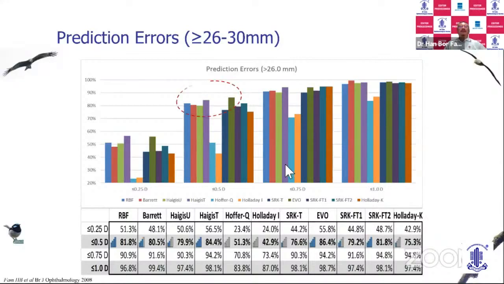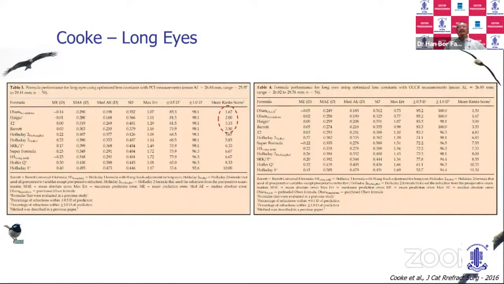How about within half diopters? Within half diopters, the first four formulas, which are RBF, Barrett, and the two Haigis, stand tall above the rest. EVO is the best performing in this area. We look at the Cooke data set. The Cooke data set shows that Olsen, Haigis, and T2 are better performing for IOLMaster, and for Lenstar, Olsen and Haigis are the better performing formulae here.